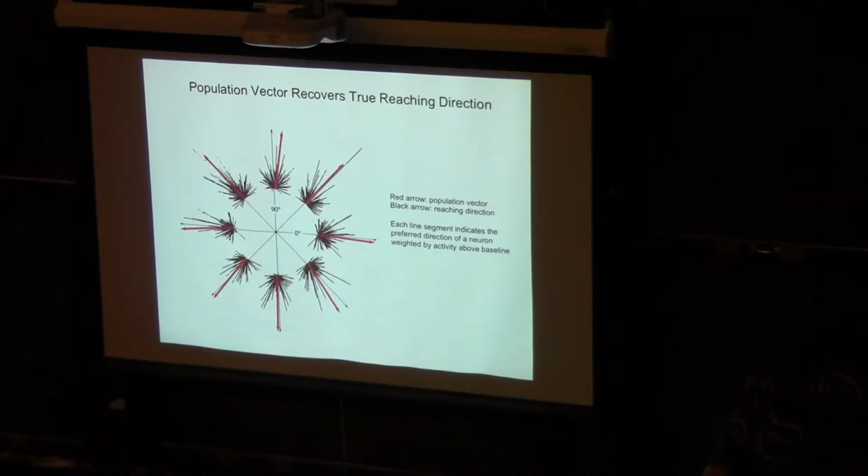When you add them all together, this red arrow is the result. If you move in this direction, all the cells preferring that direction will have more activity. It's like a vote, and you add up all the votes. The cells in this direction have more activity, and you add them together to get the whole. There are errors, it's not exactly right, but it works.